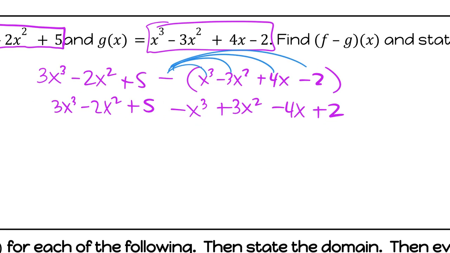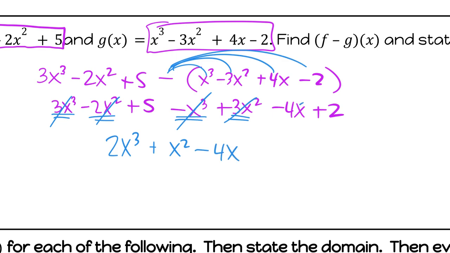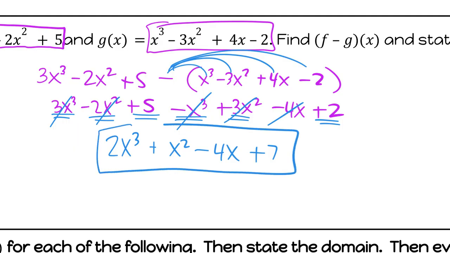And now we're just going to combine all the like terms. So I'm going to put mine in standard form. So I'm going to start with the highest exponent here. That would give us 2x cubed. And if I combine my x squared terms, I would have just 1x squared. Then I would put the negative 4x in there. And then finally combining the constants gives us a positive 7. So that would be the difference of those two functions.